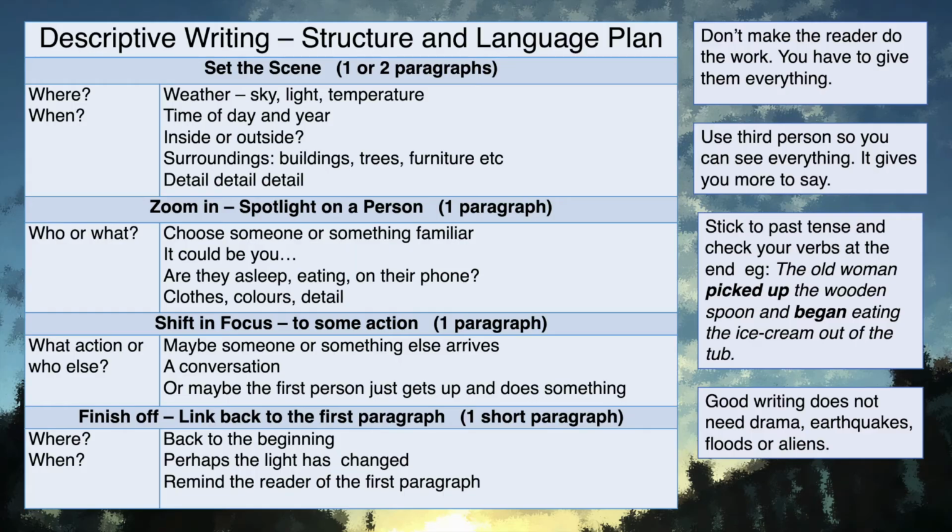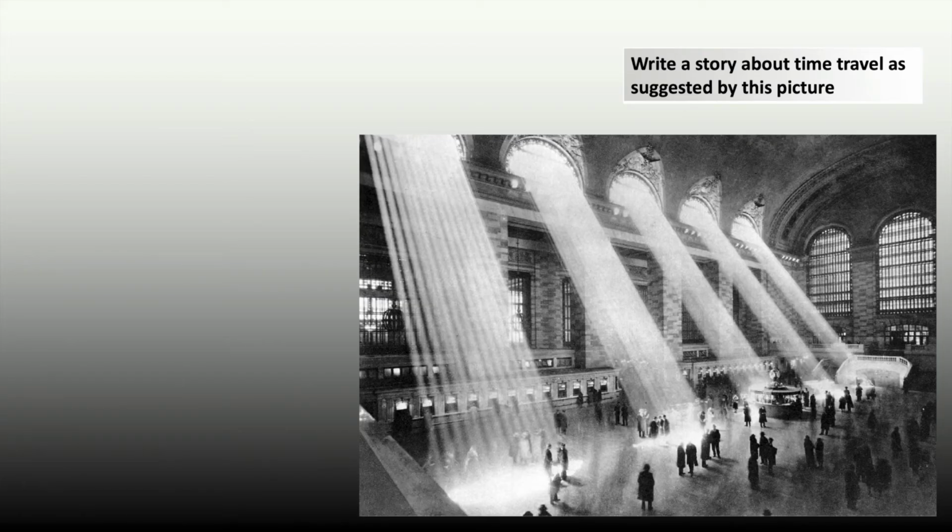So stick to clear writing about simple things, I would say, familiar things that you know is always going to be more convincing. You want to be convincing. Let's have a look how we would put that plan into action then for this example from a past paper. Write a story about time travel as suggested by this picture, and we're going to use our descriptive writing plan to write a little bit of a story.